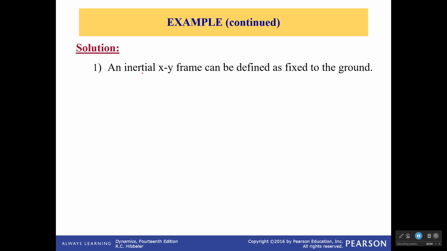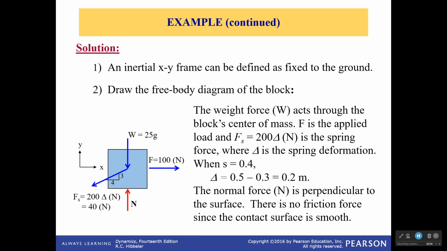Okay, so first off, we can have an inertial XY frame, and we can fix it to the ground. So now we're going to draw a free body diagram of the block. So this inertial reference frame right there is fixed to the ground. It's not going to move, it's not going to change. Y is up away from the ground, and to the right is our positive direction.